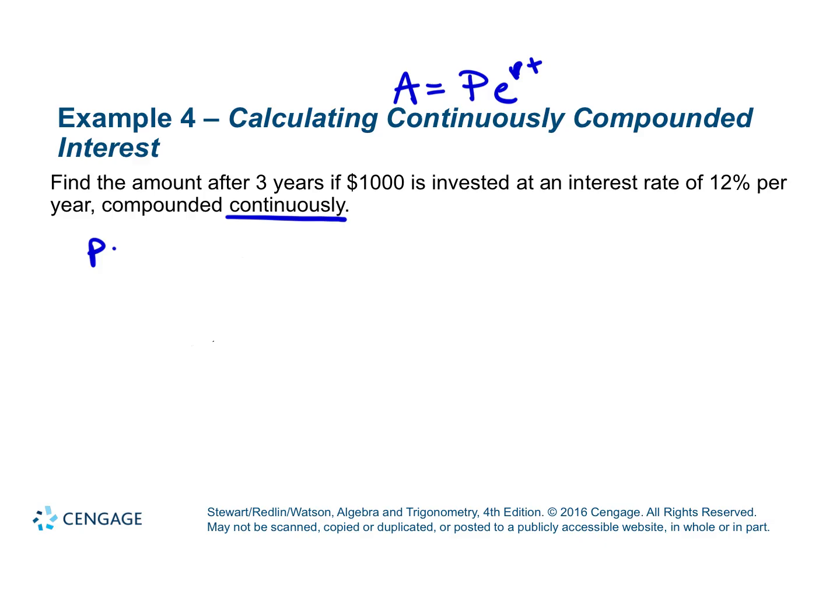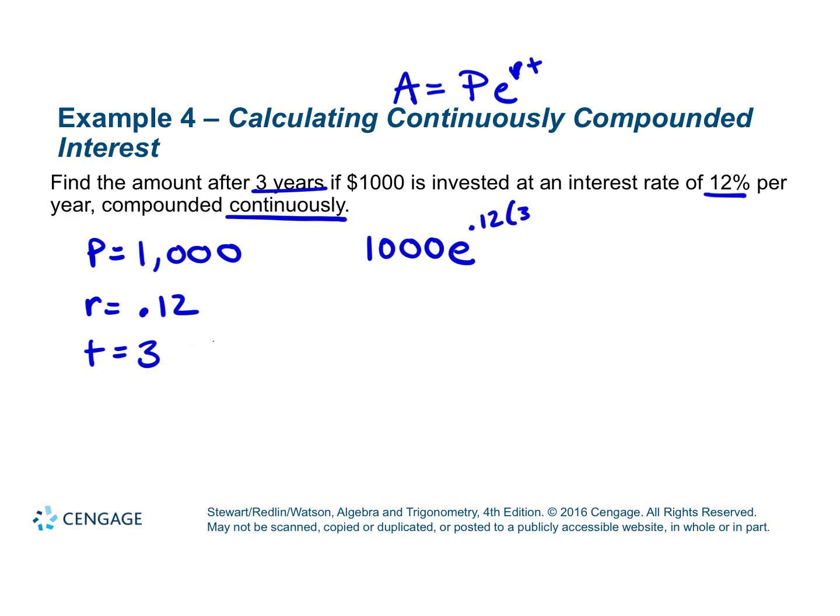So P is our starting amount. What amount do we start with? 1,000. E is just a button in our calculator. R is the decimal version of the percent. What's the decimal version of 12%? 0.12, perfect. And then T is time. How many years are we talking about? 3 years. So when we plug that in, we have 1,000 times E to the power of R, which is 0.12, times 3.